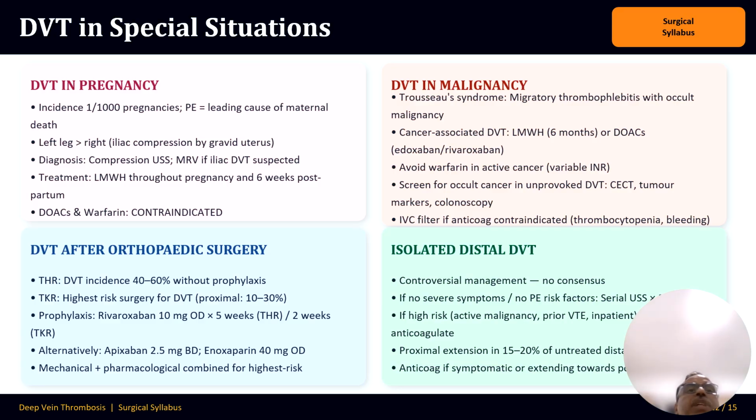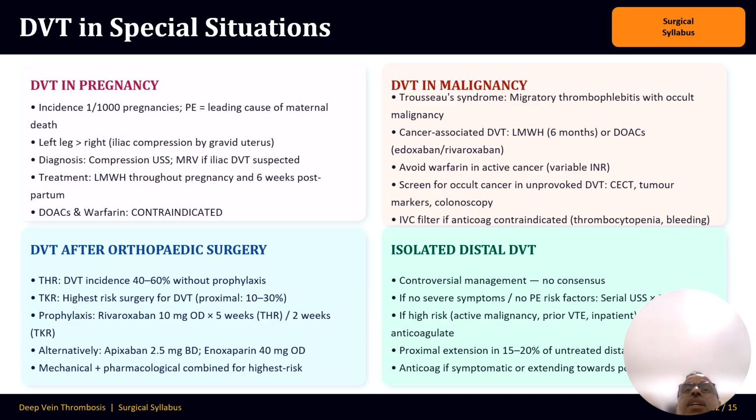Now, there are DVT in special situations like in pregnancy. Incidence is about 1 in 1,000 pregnancies, and pulmonary embolism can be a leading cause of maternal death. Left leg is more common than right because of iliac compression by gravid uterus. Diagnosis is by color Doppler ultrasound, MRV if iliac DVT is suspected. Treatment is low molecular weight heparin throughout the pregnancy and 6 weeks postpartum. The direct oral anticoagulants and warfarin are contraindicated in pregnancy.